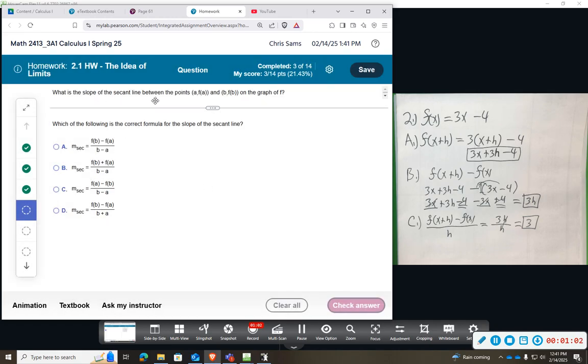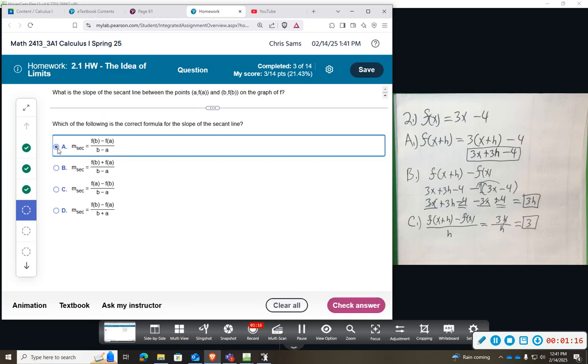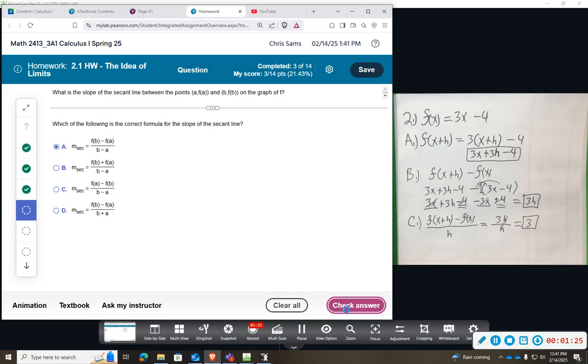All right, what is the slope of the secant line between points A, F of A, and B, F of B? So same thing, just change the variables. Again, just be able to recognize the slope formula for a secant line: B minus A, B minus A. A looks good, that's plus. B has the order wrong and a plus, so A looks good as well.